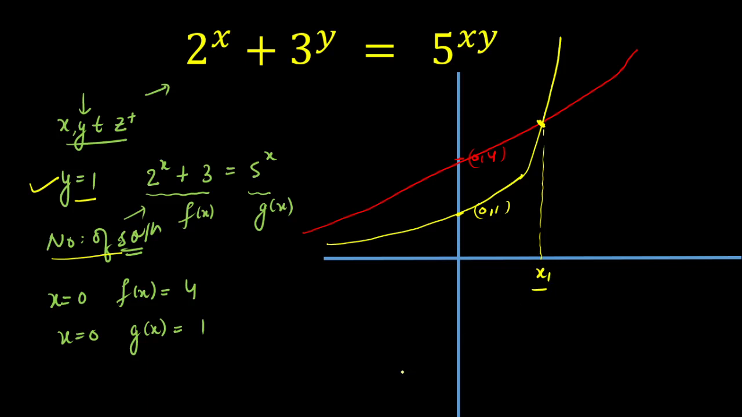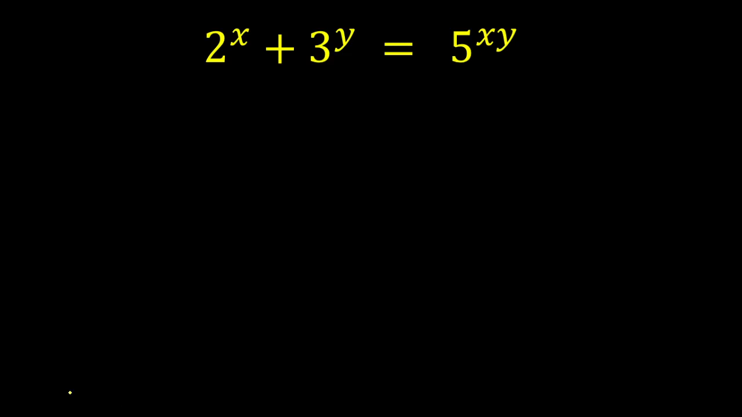Now for next y is equal to 2, I'll check. So for y is equal to 2, I'll get this equation as 2 raised to power of x plus 3 raised to power 2, that is 9, is equal to 5 raised to power xy, that is 5 raised to power 2x, right? So we'll get this as 2 raised to power of x plus 9 is equal to, I can write this as 25 raised to power of x. Now we'll check the values of x.